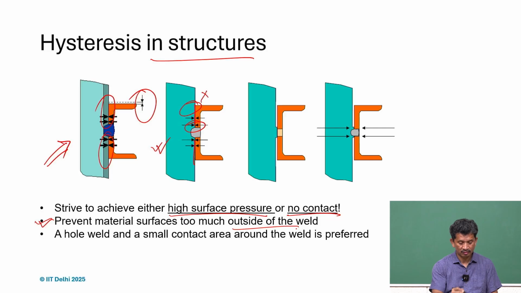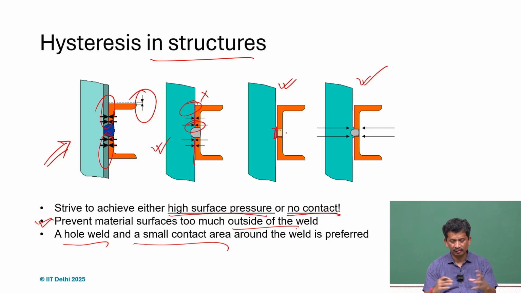In terms of precision this is not very good, and that's why what is preferred is a whole weld or a small contact area. For instance, in these two cases, it is restricted to a smaller area, so there will be high pressure, and in most places there is no contact. With no contact, no sliding friction is involved, so there is no micro slip, and we can get rid of those issues. Similarly here also, you can see these two are the preferred choices. So be aware of that.